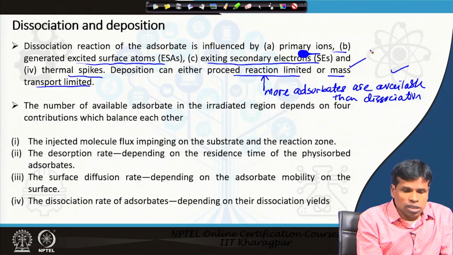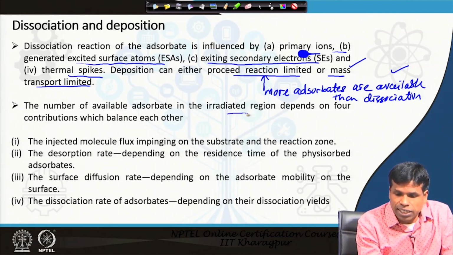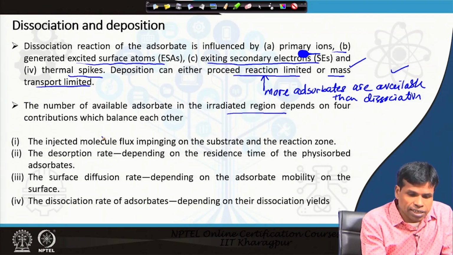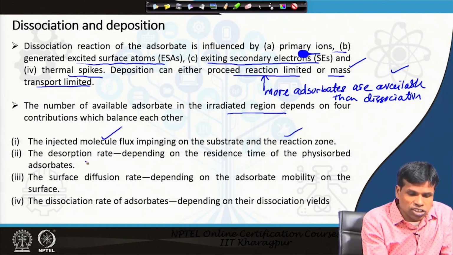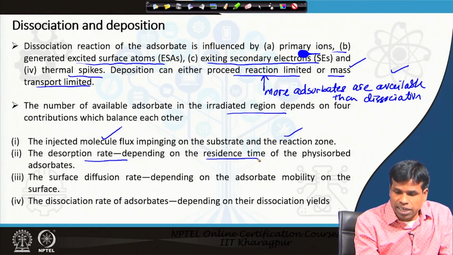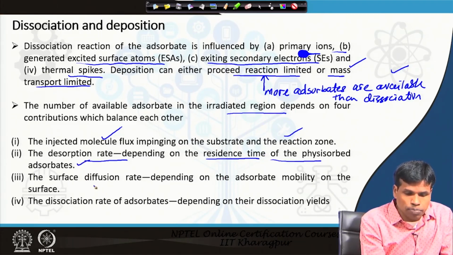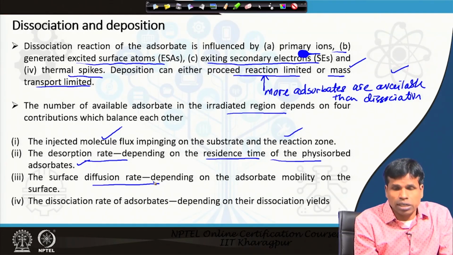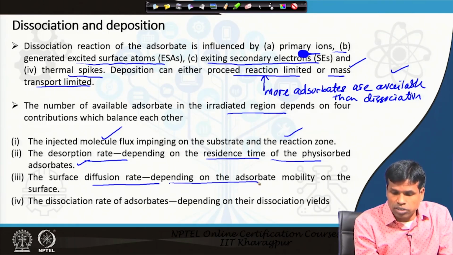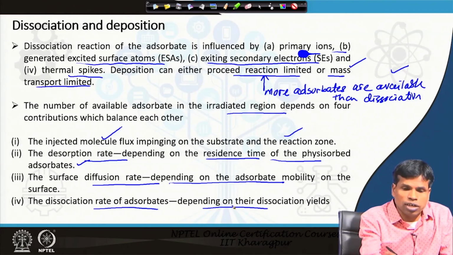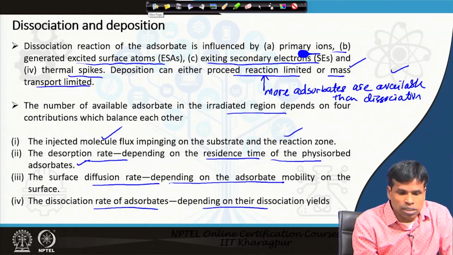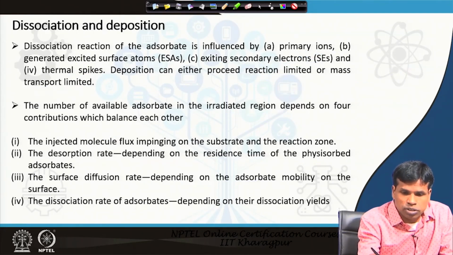Process of deposition: the number of available adsorbates in the irradiated region depends on four contributions. First, the injected molecular flux of the precursor onto the substrate and the reaction zone. Second, the desorption rate, depending upon the residence time, how long the adsorbates will stay. Third, surface diffusion rates, how efficiently they can diffuse on the surface, depending on adsorbate mobility. Fourth, the dissociation rate of the adsorbates. All these factors determine the reaction process here.